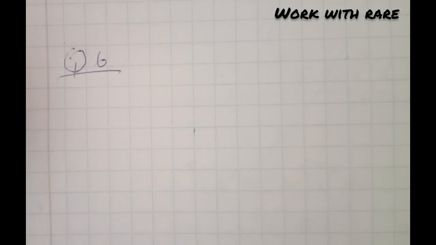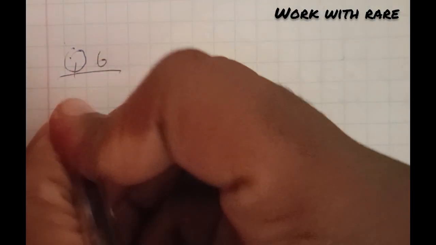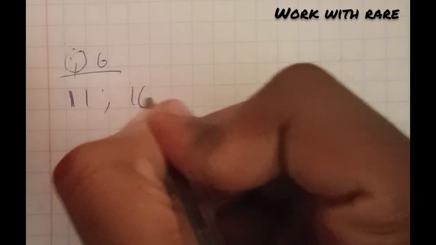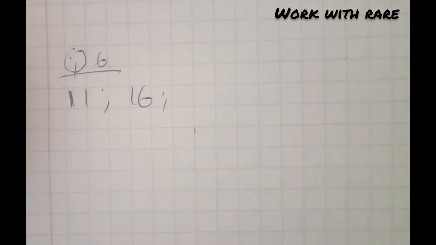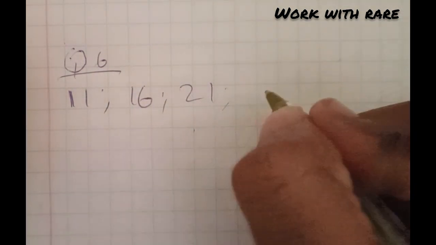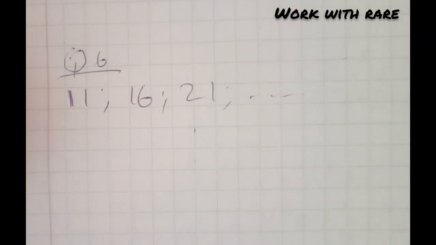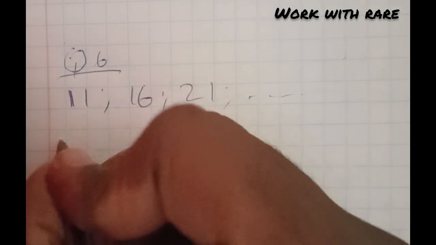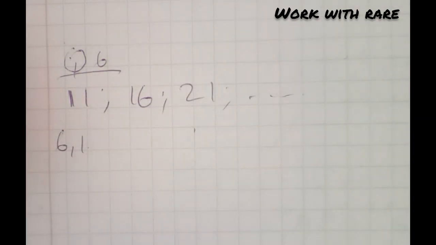So let's do question 6. Like I read the first statement, we should consider the number patterns below, and the number pattern is 11, 16, 21, and they show these dots to show you that it continues. So 6.1 says, what are the next two terms?